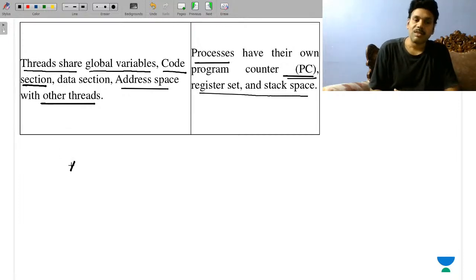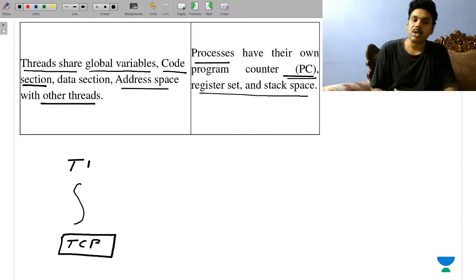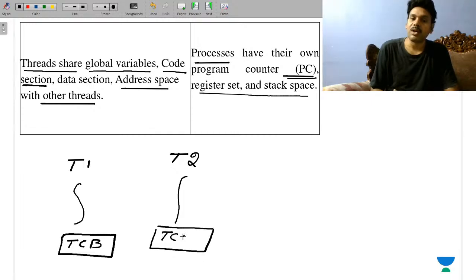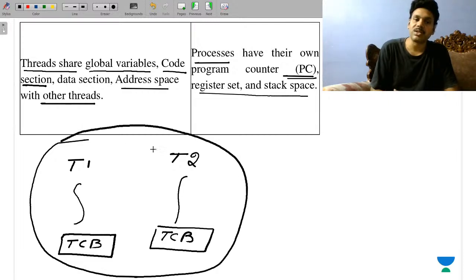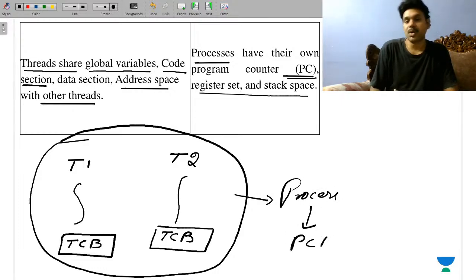Now you see, when I'm talking about a thread, it looks like this is only one thread. This thread is under the control of an important concept. What is that? Thread control block. If I am saying thread 2, this is also another thread. It is also under the control of what? Thread control block. But overall, please understand friends, these two threads belong to one process, and your process is under the control of your process control block.